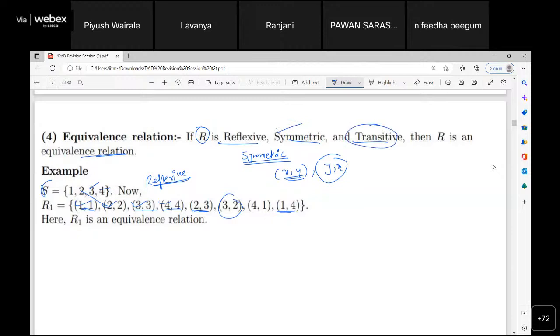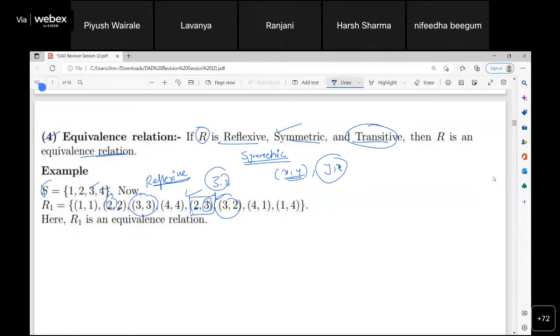Now what is transitive, as we discussed earlier? If a comma b belongs to R and b comma c belongs to R, then a comma c also belongs to R. So let us take any two elements, 2 comma 2 and 2 comma 3. Y is common, so 2 comma 3 must be present, and it is already there. Now take 3 comma 3 and 3 comma 2. 3 comma 2 must be present, and it is already present. So we can say it is transitive also. Our relation R is reflexive, symmetric, and transitive, so we can say it is an equivalence relation.